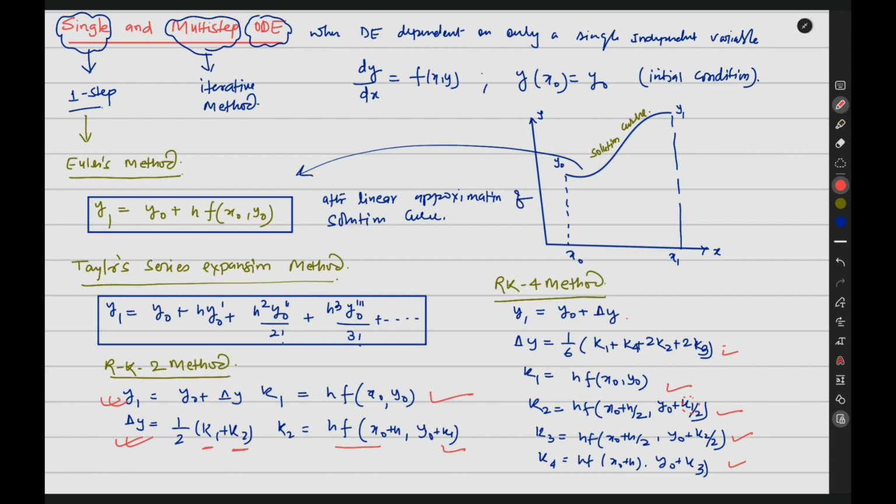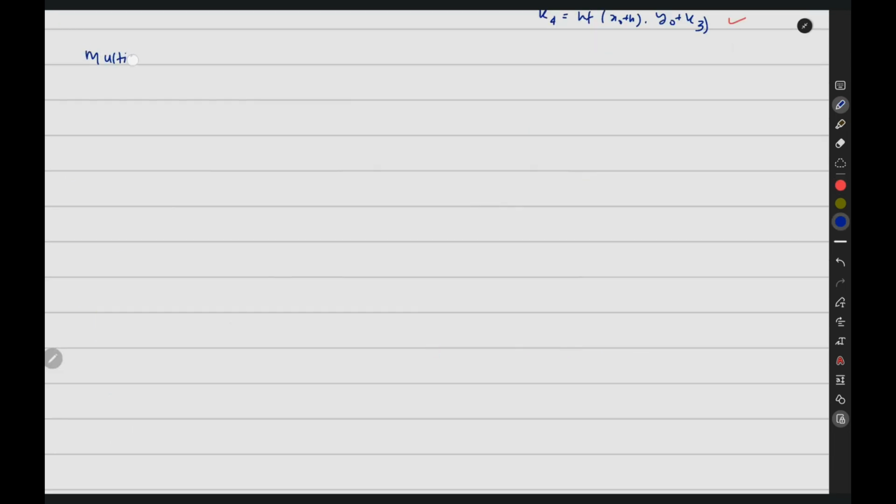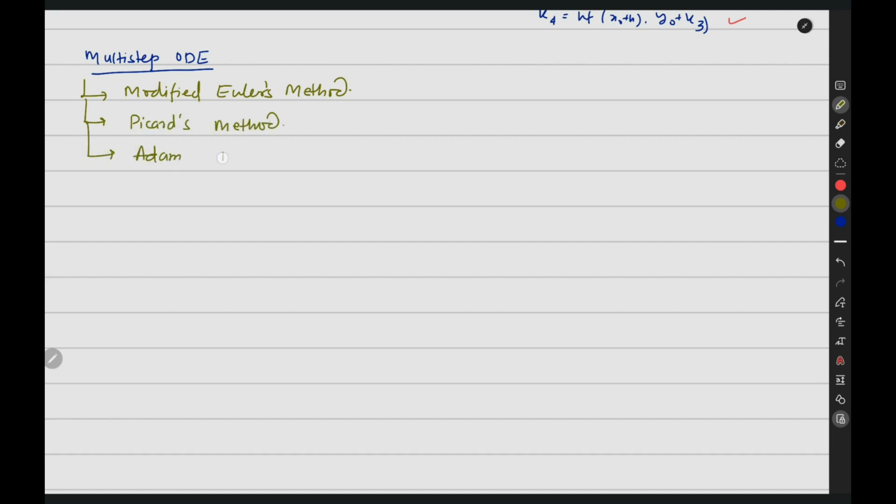Now we will move to the multi-step ordinary differential equation methods. In this section we have the modified Euler's method, Picard's method, and Adams-Bashforth method. Adams-Bashforth method is a two-step method, whereas the modified Euler method and Picard's method are multi-step iterative methods, where we solve the equation until two consecutive values become the same. Then we will stop the iteration. Now we will take a few questions from these topics.